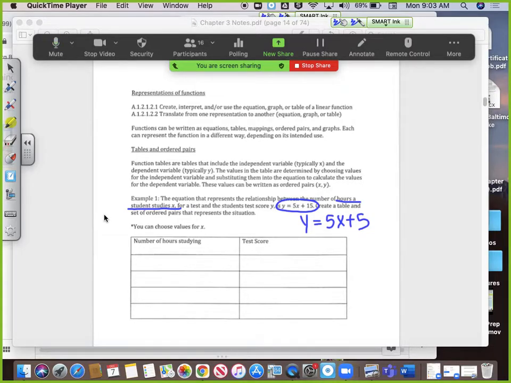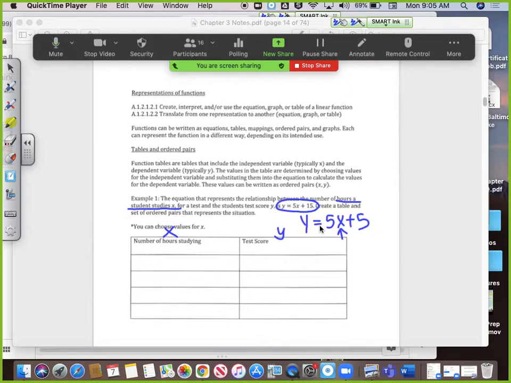So it tells us that x represents the number of hours studying versus y represents the test score. This is why x is your independent variable and y is your dependent variable, because of this idea that your test score depends on how many hours you study. Because of that, your equation starts with what y is equal to. If you study for 1 hour, you would replace 1 in for x, multiply 5 times 1, and then plus 5, and that will be your overall test score. It's telling us to choose any values for x.